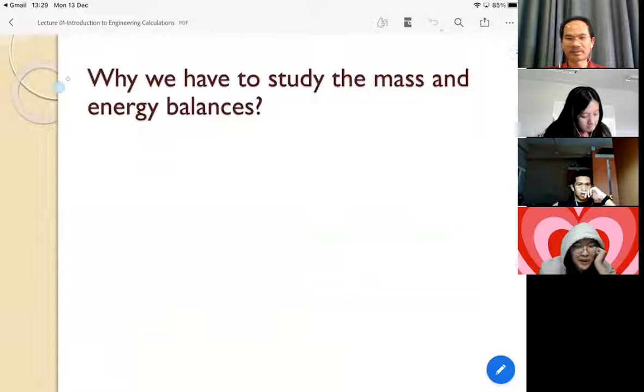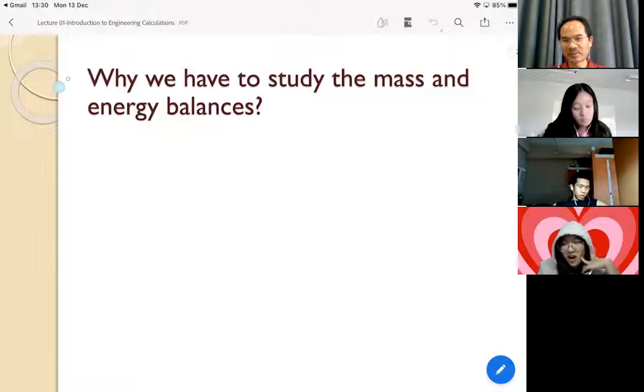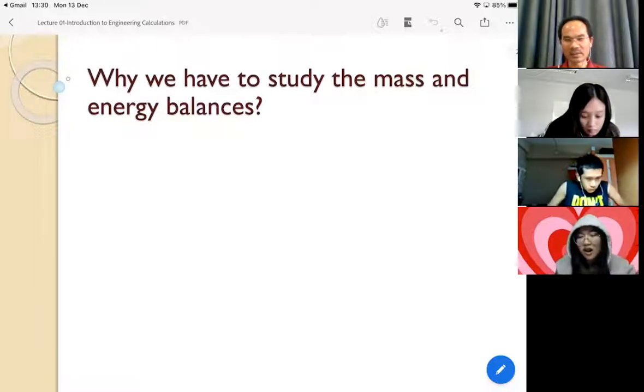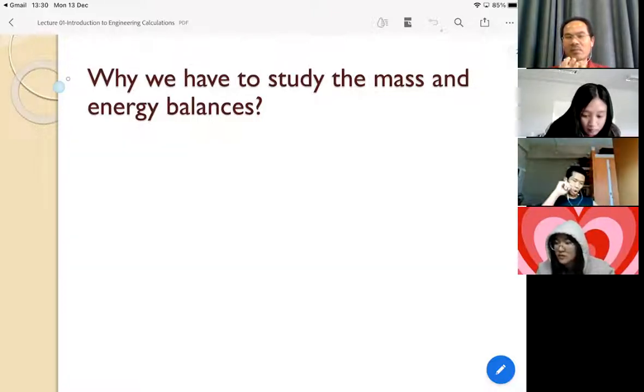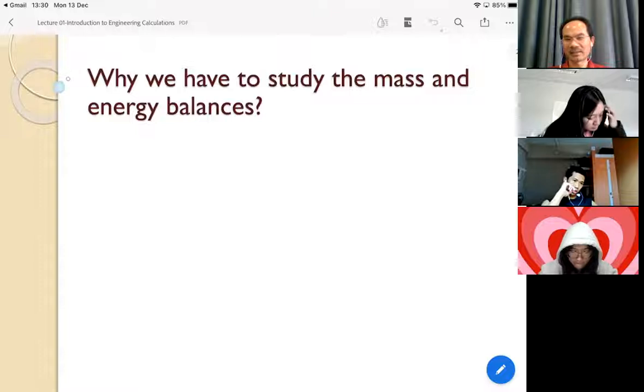To calculate and find the property of the substance. Okay, that is the basic data to support the mass balance also. If you know the property data, you can make the energy balance. But my question is why we have to do or to study the mass and energy balance. Another answer. Why is it important to study the mass and energy balance?